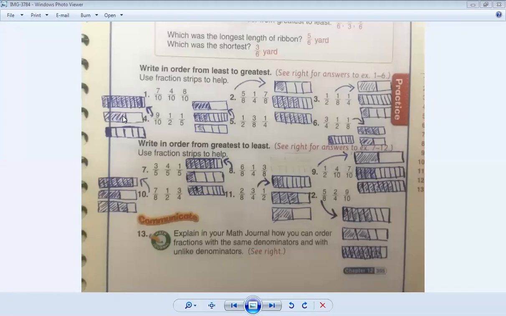Very good. So look now at number 9. 9 out of 10, 1 out of 2, 1 out of 5. Which one is the smallest one?